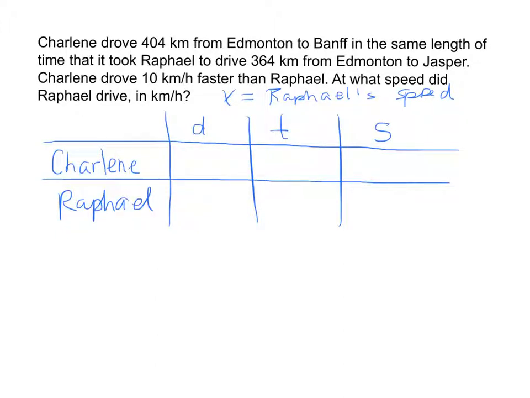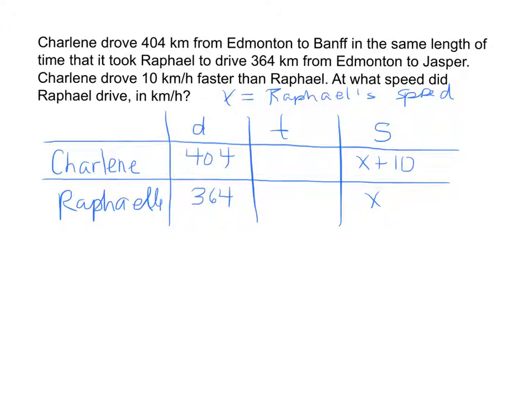Which column, distance, time, or speed, can we fill in with numbers? Distance, right. Because Charlene, distance, 404. Raphael, distance, 364. Another column gets filled in with variables. Which column are we going to fill in with variables? Speed, right. So Raphael's speed is X and Charlene's is X plus 10 because she drove 10 kilometers per hour faster. So there's two columns filled in, one with numbers, one with variables.